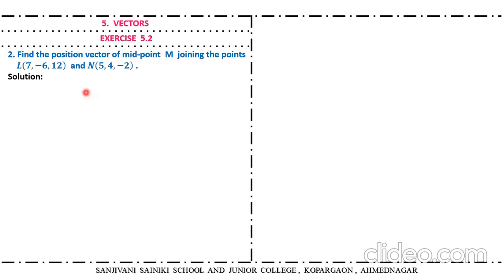The second problem is: find the position vector of the midpoint M joining the points L (7, minus 6, 12) and N (5, 4, minus 2). You have to find the coordinates of the point M. Here it is L, here it is N, and here it is somewhere M. We have to find the ratio at which this divides. Okay, so how to find?